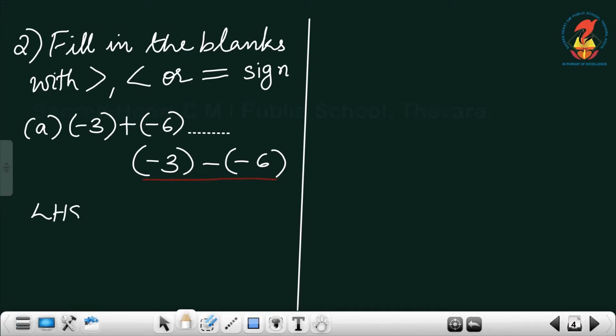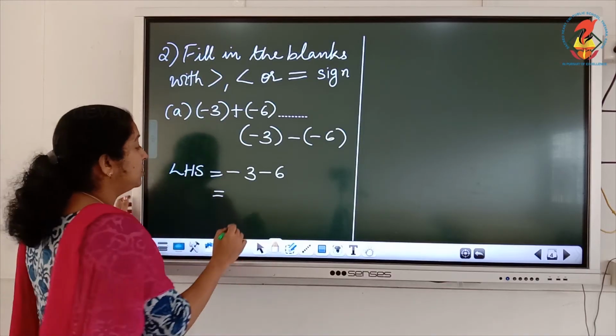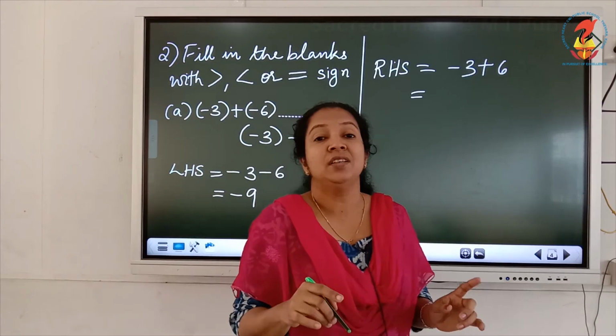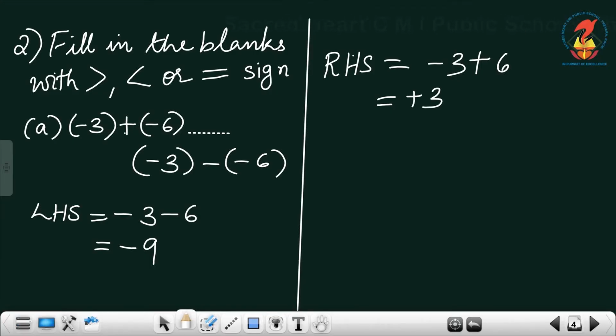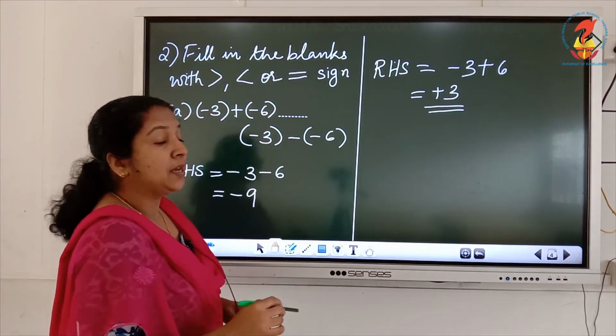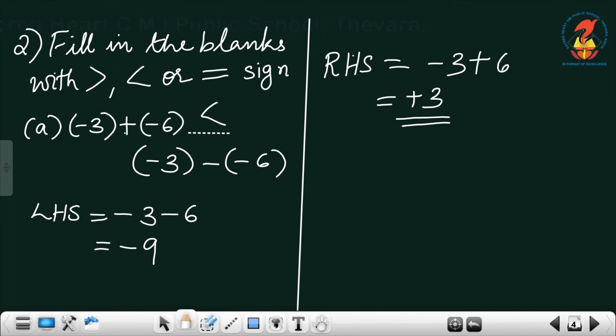So, LHS we can write as -3. Plus and minus comes together, -6. So, two numbers of same sign, add the numbers and put the same sign. What about RHS? RHS is right hand side, -3, minus and minus become plus, +6. So, two numbers of different sign, take the difference. What is the difference? 3 and put the sign of the bigger number. So, which is greater? -9 or +3? +3 is greater. So, the symbol is like this.